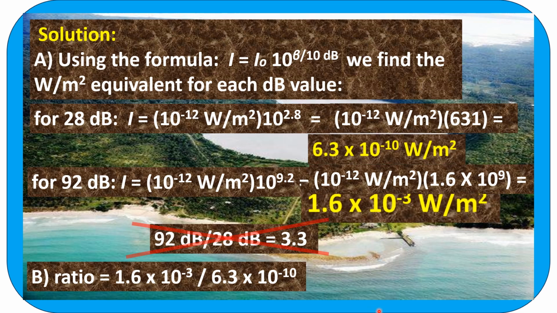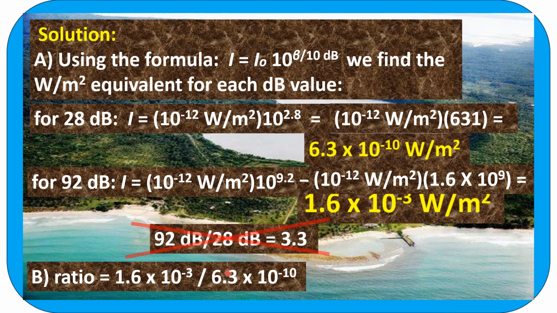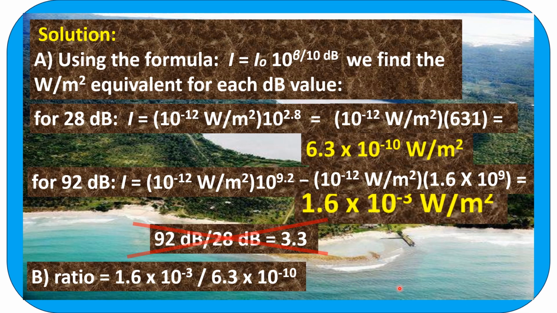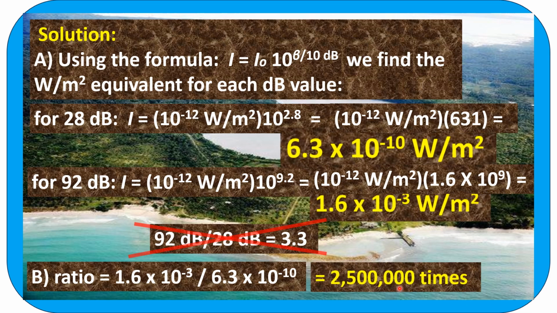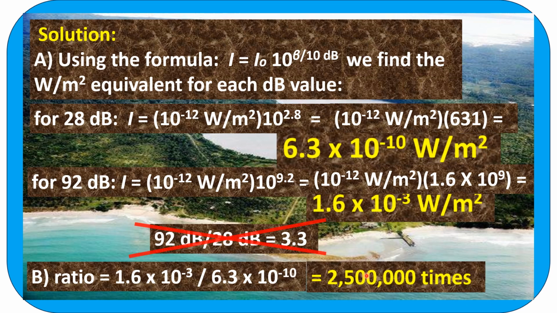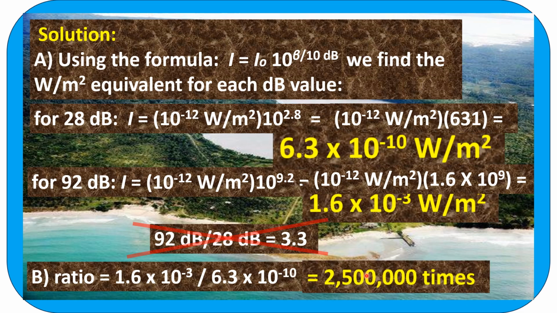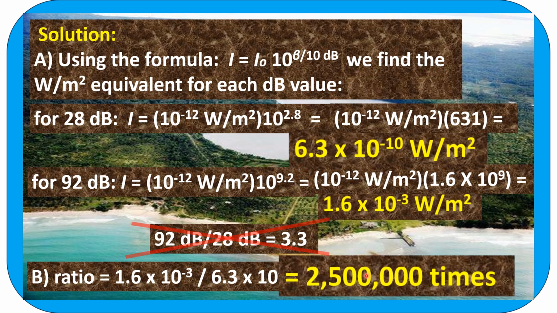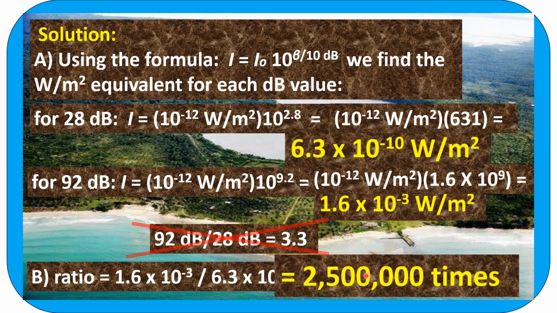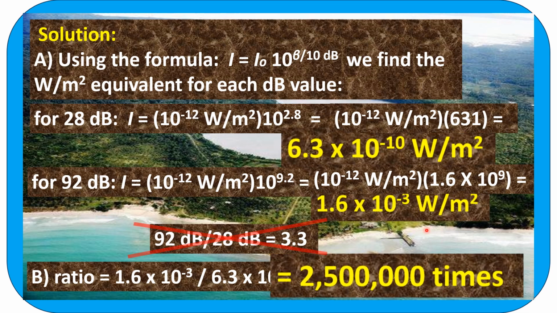So the unit watt per meter squared automatically gets cancelled, and we will just divide 1.6 times 10 to the negative 3 by 6.3 times 10 to the negative 10, and we will obtain the ratio equivalent equal to 2,500,000, okay, which means that the 92 decibel sound is 2,500,000 times more intense, all right, compared to 28 decibels. So that concludes our discussion.